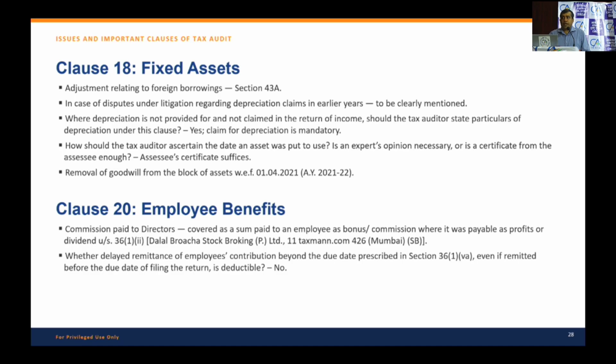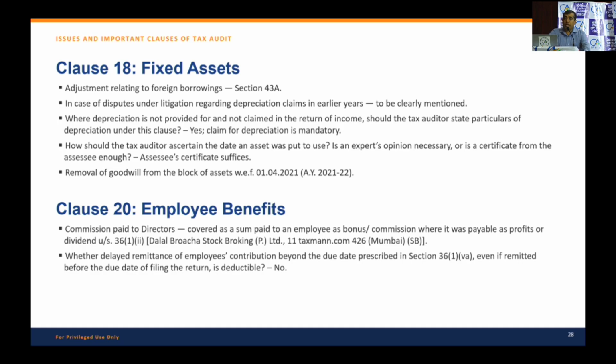Fixed assets, again simple, except for one critical adjustment when it comes to forex gain or loss, which is dealt with in section 43A. Now under Accounting Standard 11, we can include forex gain or loss as a part of fixed assets, and there is also an opportunity available to book those forex gains or losses on long-term borrowings or long-term liabilities in P&L. So those possibilities are there as far as AS 11 is concerned.